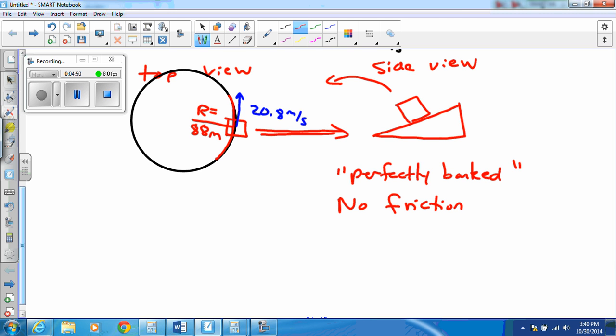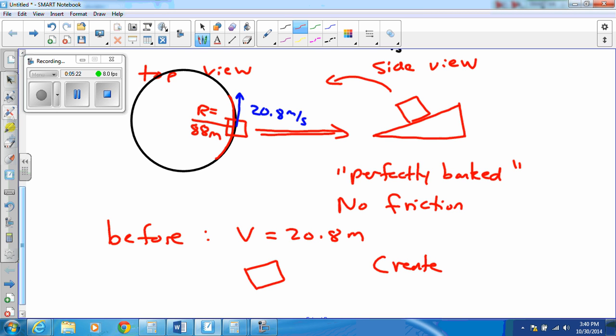Normally, when a car goes around the curve, the tires grip the road, and that frictional force pushes the car in a circle. But here, the curve is banked enough so that the normal force will push the car in the circle and no friction will be required. So in our before situation, which is the perfectly banked situation, the speed is 20.8 meters per second, and our car looks like so. And what we need is a free body diagram showing the forces that are acting on the car.